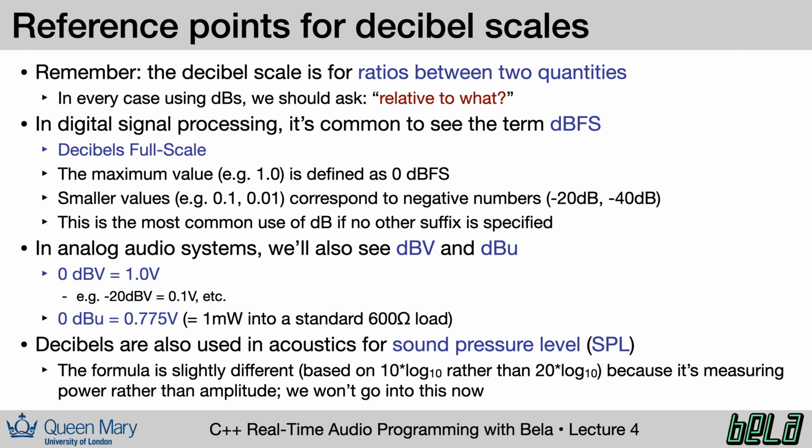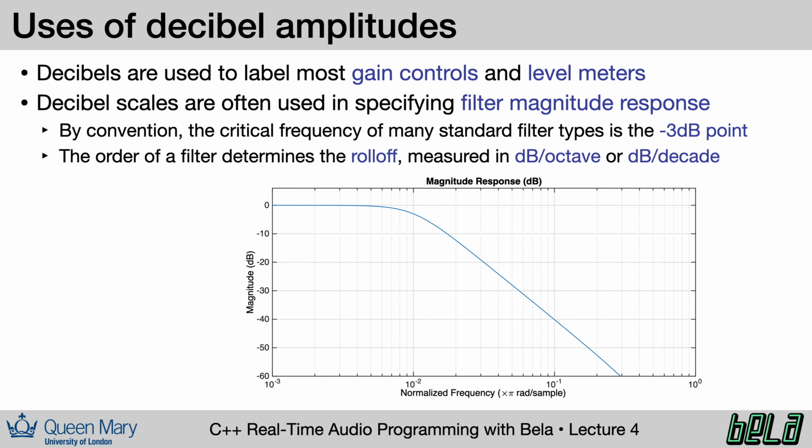As we discussed before, you'll also see dB used in acoustics, for example for sound pressure levels, where it's going to be a 10 log scale rather than a 20 log scale, and this has to do with the fact that it's measuring signal power rather than signal amplitude. And we'll also see dB scales used to specify the response of filters.